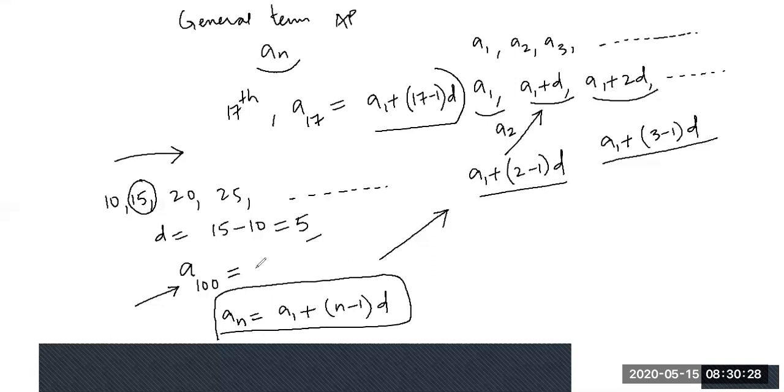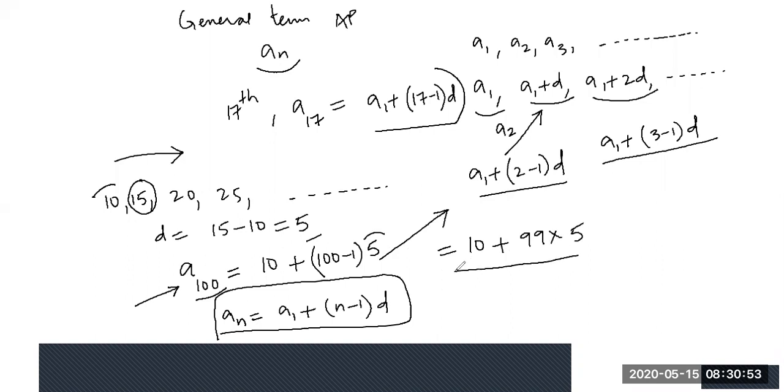So what will be the general term here? First term is 10. This is my first term, 10, plus, I want to find the 100th term, so I must multiply by 99. That is 100 minus 1 into D. And what is D? D is 5. Care must be taken. Be careful, D is positive or negative. If it was negative, put it in the bracket. So this is 10 plus 99 into 5. So you got this number. Whatever, you just multiply and you get the number, that is the 100th term. You can find any term of the AP just by this formula.